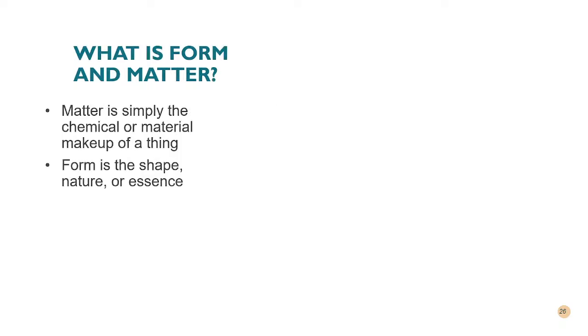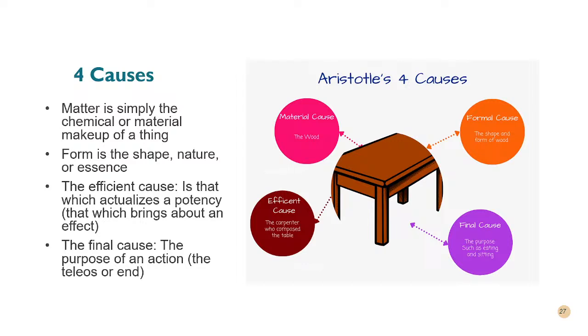So what is form and matter? Matter is simply the chemical or material makeup of a thing. Form is the shape, nature, or essence. And this touches upon Aristotle's famous four causes. There's the material cause, the formal cause, the efficient cause, and the final cause. The material is simply the chemical or material makeup of a thing.